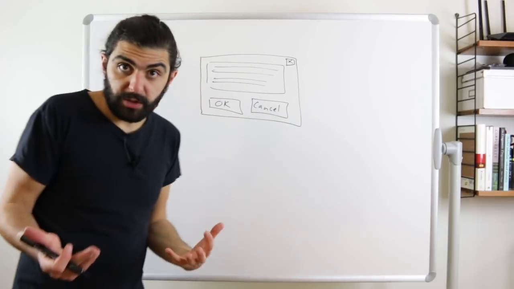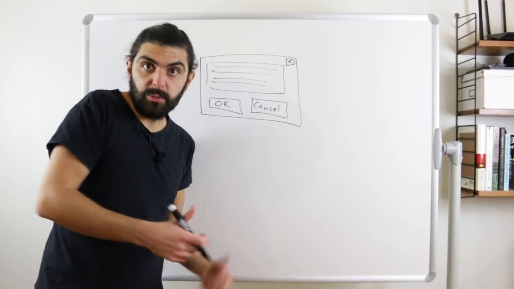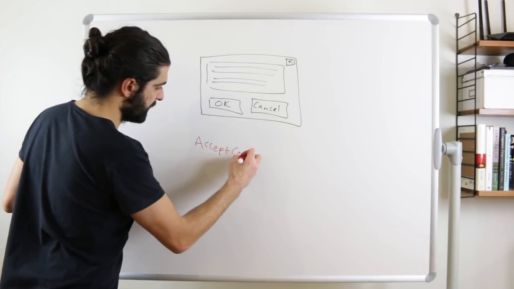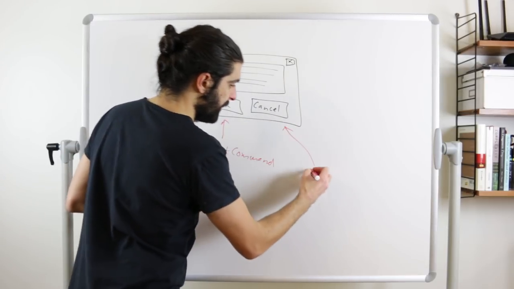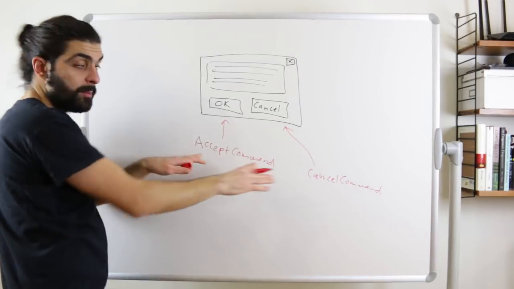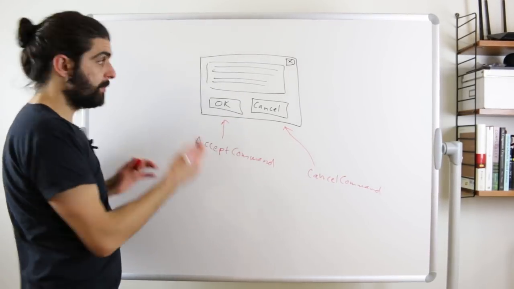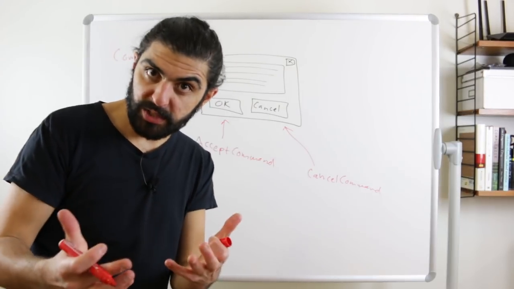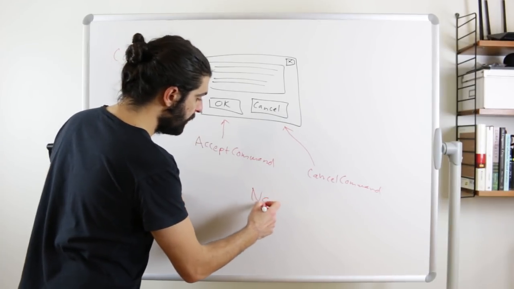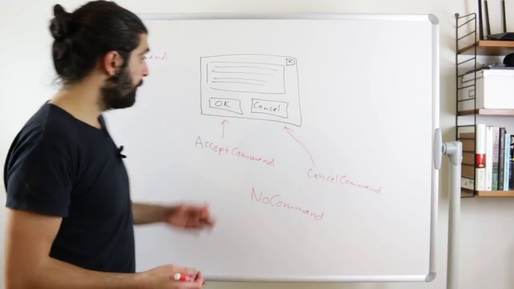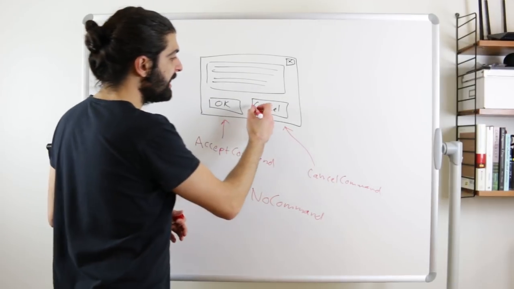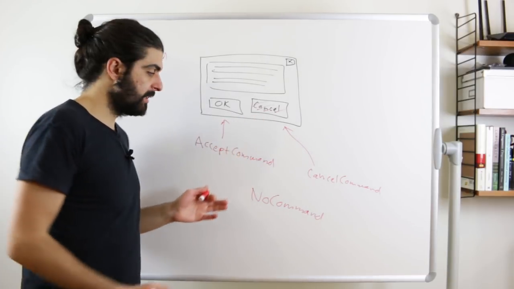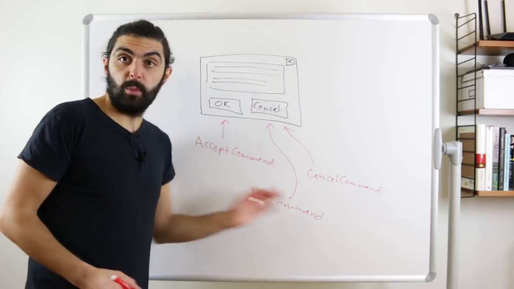But what we then do with command pattern is that we load these buttons with commands. So maybe we would load this OK with an accept command, and we would load this cancel with a cancel command. And then both of these would have something like an execute method, because both of these are commands. So we have an interface which is called command. And how we could use the null object pattern is by having a no command command. So maybe for some dialog boxes, we don't need the cancel button, but for some absurd reason, it's difficult for us to remove the cancel button. So we can then simply load the cancel button with a no command.